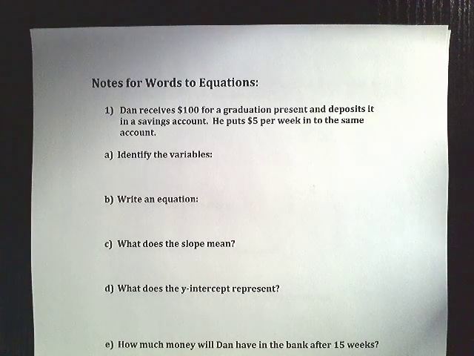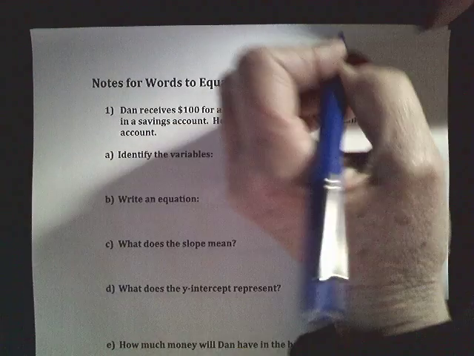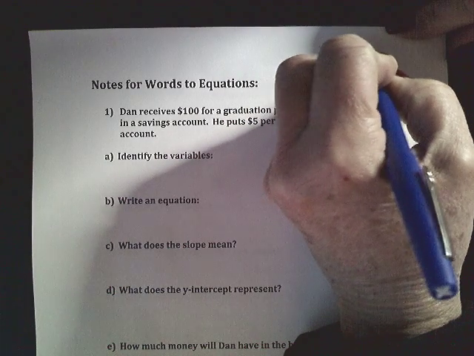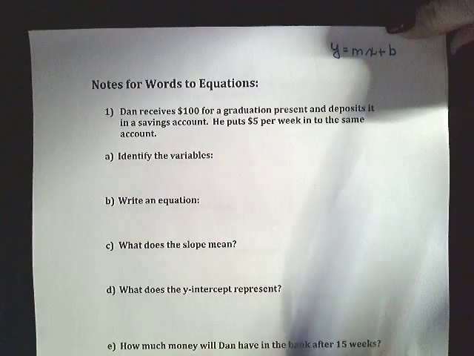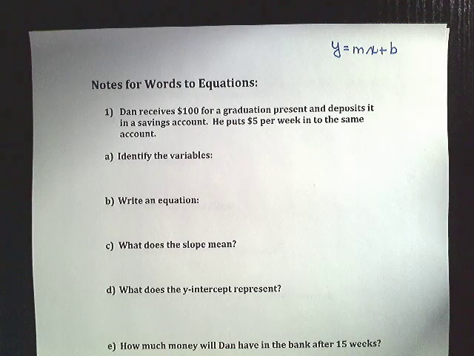Alright, we're going to go from words to equations. So the first thing you need to do is identify your variables. Now we would normally use y equals mx plus b, and that's what we're going to use, our slope-intercept form. But we're not going to use x and y. We're going to come up with other variables that actually describe what's happening in the word problem.